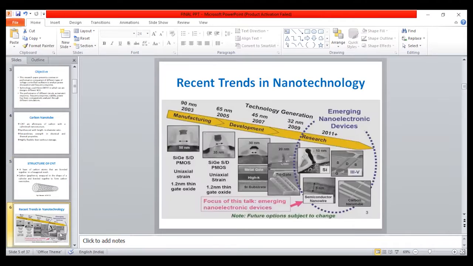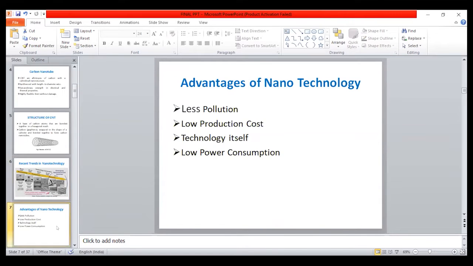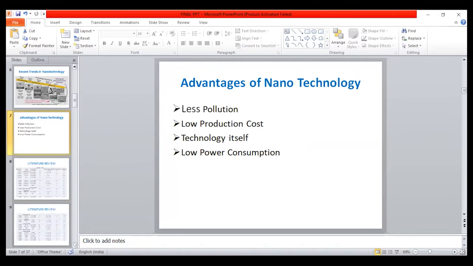These are the latest nanotechnology nodes from 2003. It was 90 nanometer, after 2005 65, then 45, and now it is at 4 nanometer. The researchers are going to work on the 4 nanometer technology. The advantages are less pollution, low production cost, and low power consumption. The main motive of designing these tubes is low power consumption.